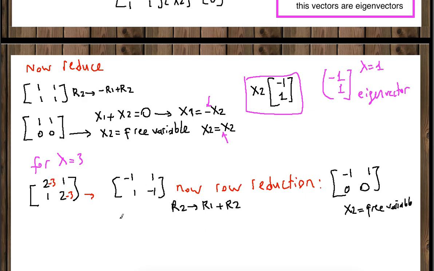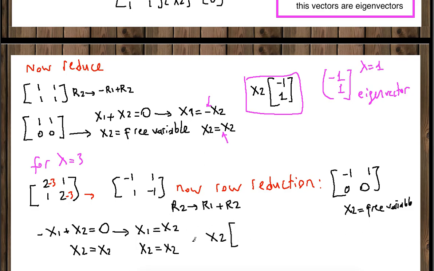Here, negative x1 plus x2 equals 0 and x2 equals x2. So x1 equals x2 and x2 equals x2. If we factor out x2, the coefficients are 1, 1. So (1, 1) is our next eigenvector for lambda equals 3.